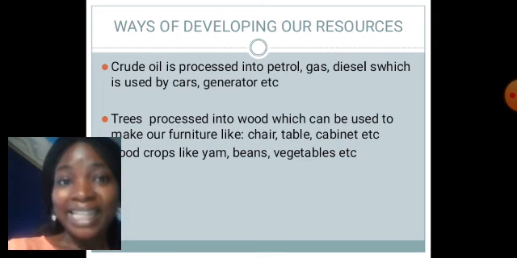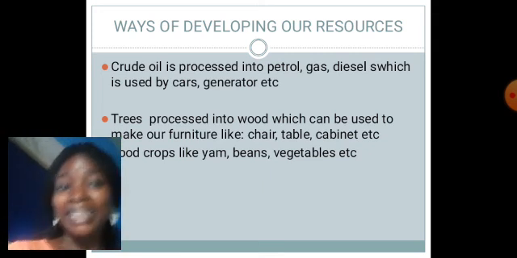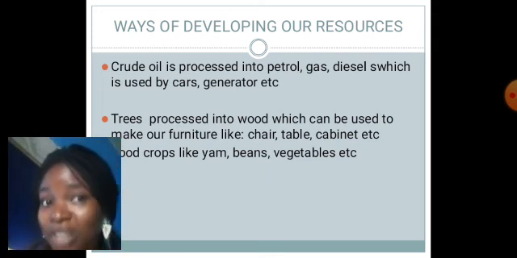Now, my assignment to you is to look around your community where you live and identify the resources you can find there.